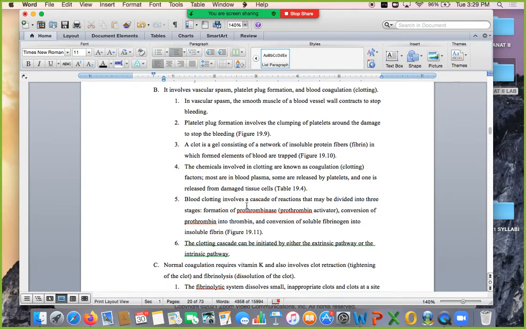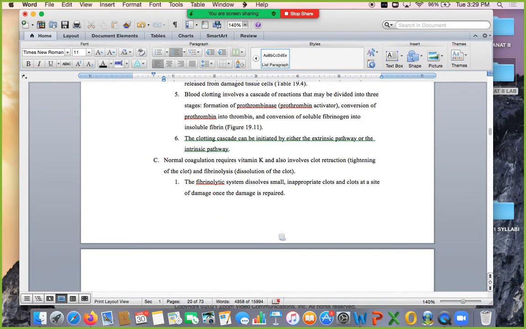First, the formation of prothrombinase, which is the prothrombin activator. Prothrombinase is going to convert prothrombin into thrombin, and that's going to lead to the conversion of soluble fibrinogen into insoluble fibrin, and that is going to be initiated by two different pathways, which can then come into a common pathway. So it's either intrinsic or extrinsic. Either we have damage from the outside or damage from the inside. Either way, they're going to end up reaching that common pathway, which is going to cause blood clotting.